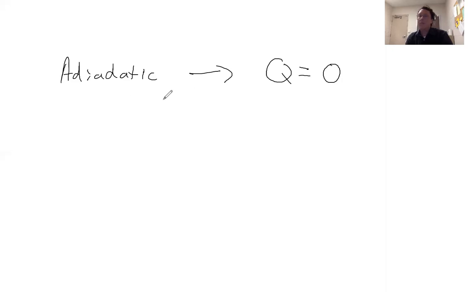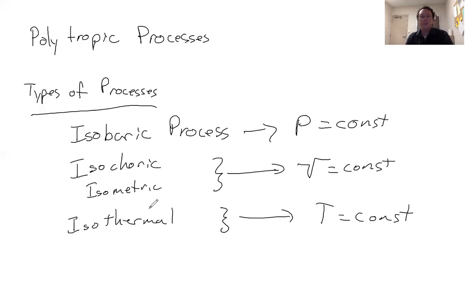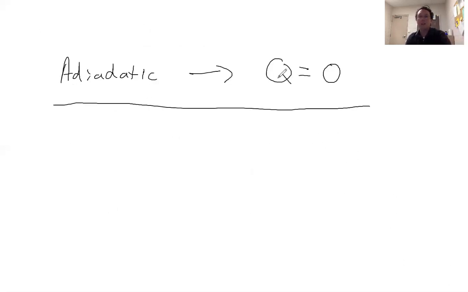Adiabatic. And then what I want to describe in this video is a little different. So these processes are defined by holding something physical, something I can really interpret, constant. Or here, saying the heat is zero. Those are good ones to be able to physically understand. It turns out it's really convenient to define something called a polytropic process.